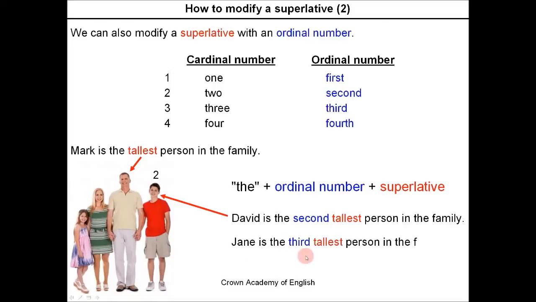And Jane is the third tallest person in the family. Okay? And this person here, she would be the fourth tallest person in the family. Or we could say she is the shortest person in the family. Okay? So Mark is the tallest. We do not need to say first tallest. We simply say tallest. Second tallest, third tallest, fourth tallest, or the shortest.